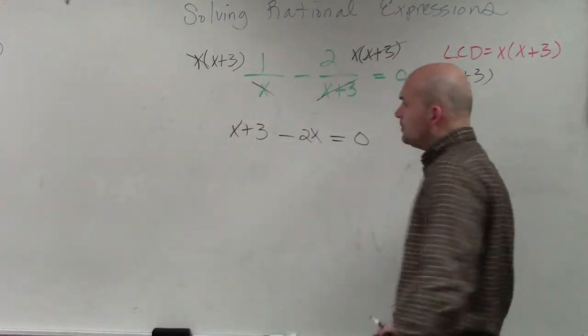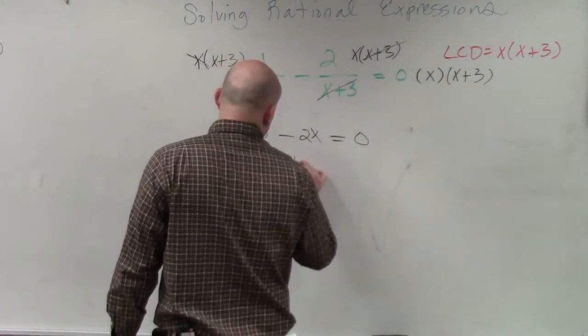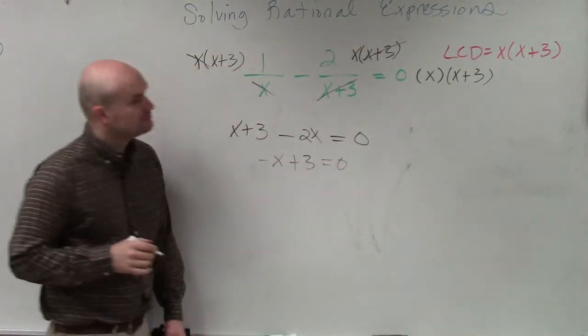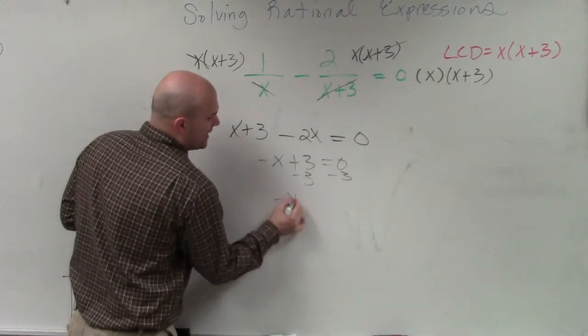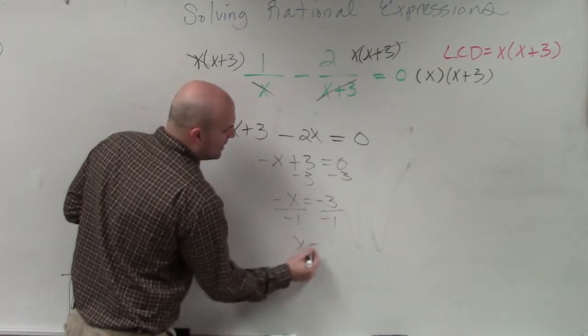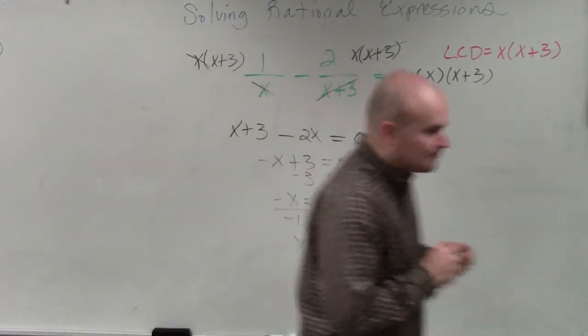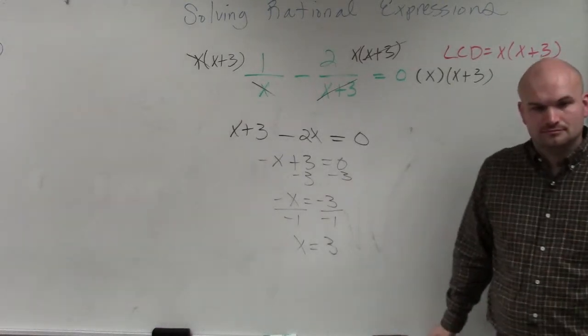So what we do now is combine x minus 2x, which is a negative x plus 3 equals 0. Then I simply solve for x. So I subtract 3. Negative x equals negative 3. Divide by negative 1. Divide by negative 1. X equals 3.